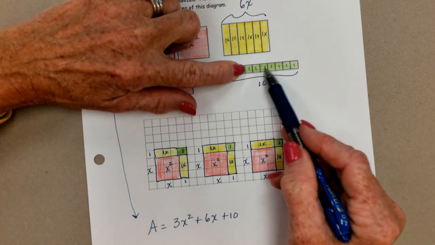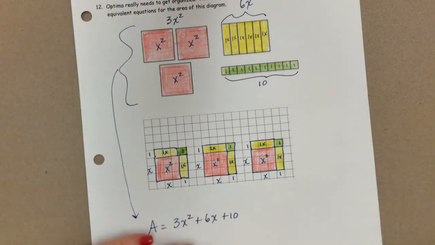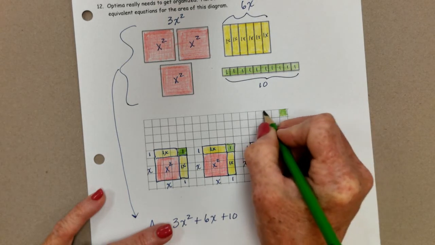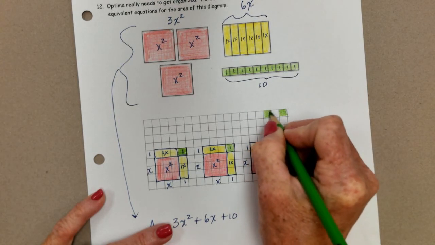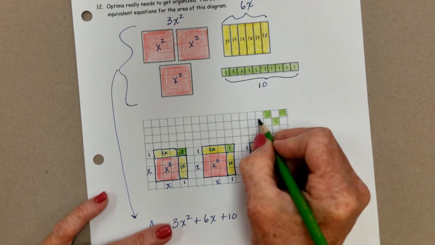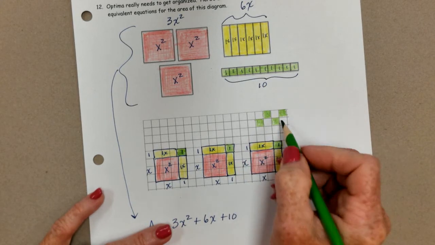So how many green guys are left? 1, 2, there were 10, 3, so there's 7. So I've got those hanging around up here. There's 1, 2, 3. You can color these all next to each other. I think it looks kind of cool to do kind of a checkerboard pattern.